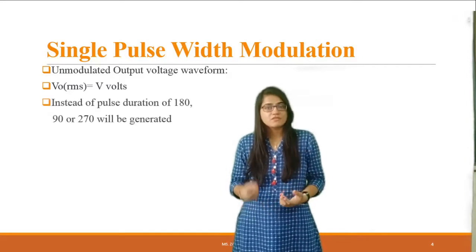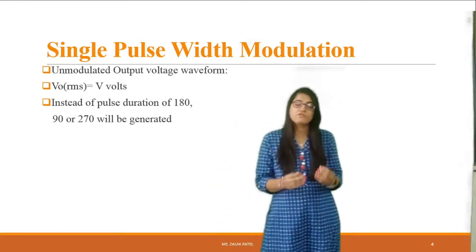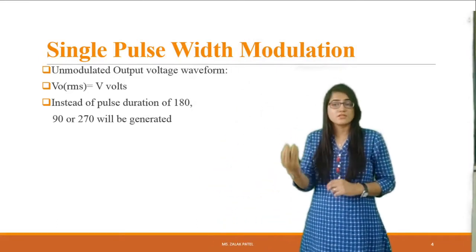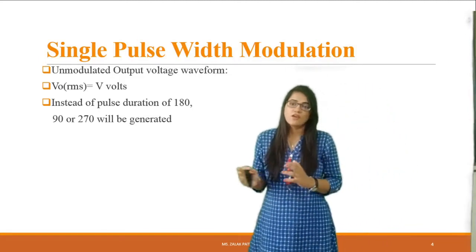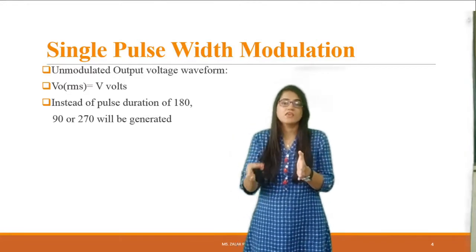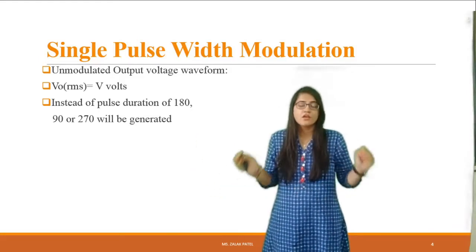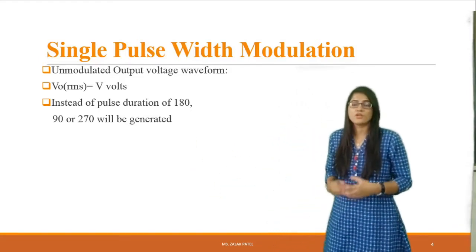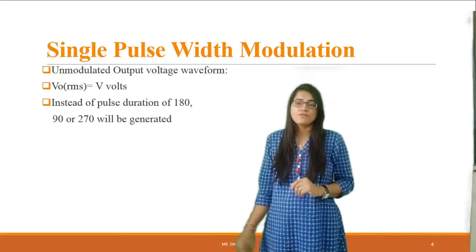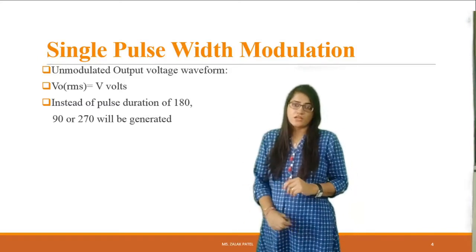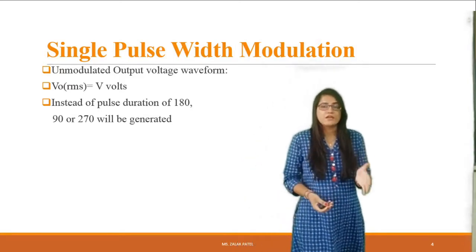For that RMS value, instead of the pulse duration of 180 degrees: even if we take the case of the step up chopper, step down chopper, or rectifiers or controlled rectifiers, in each case we have seen that after the interval pi, that is after 180 degrees, it changes phase and goes to the negative cycle. But in single pulse width modulation, the center point will be taken at 90 degrees or 270 degrees instead of this 180 degrees. You should keep in mind that instead of a pulse duration of pi, you have to take 90 or 270 degrees.